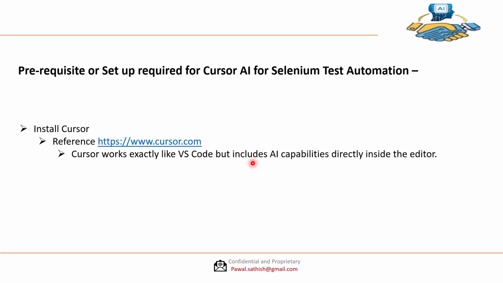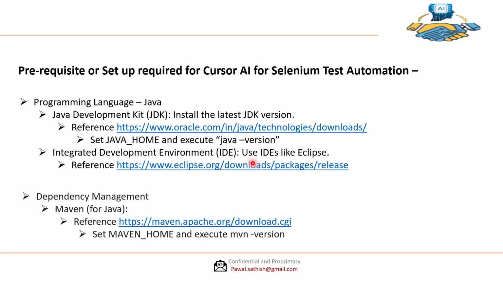Once you install Cursor, we also require Java, the Java Development Kit or JDK. We can install Java from the oracle.com website. After that we need to set JAVA_HOME, and we can confirm whether Java is installed correctly or not by giving java -version.